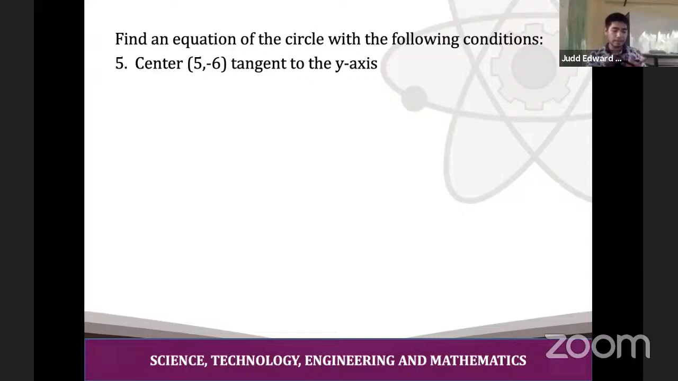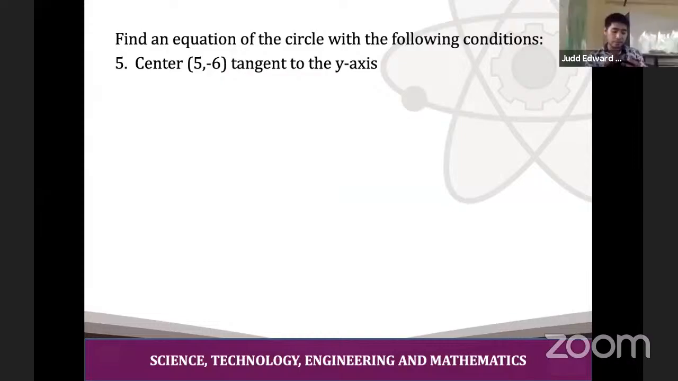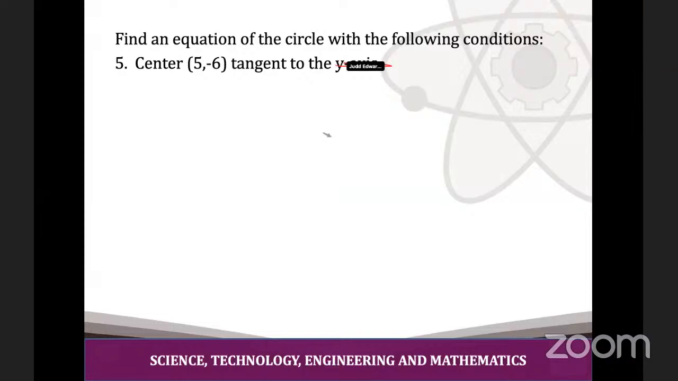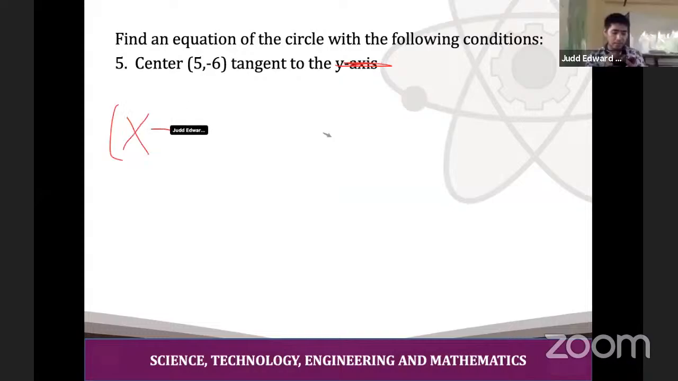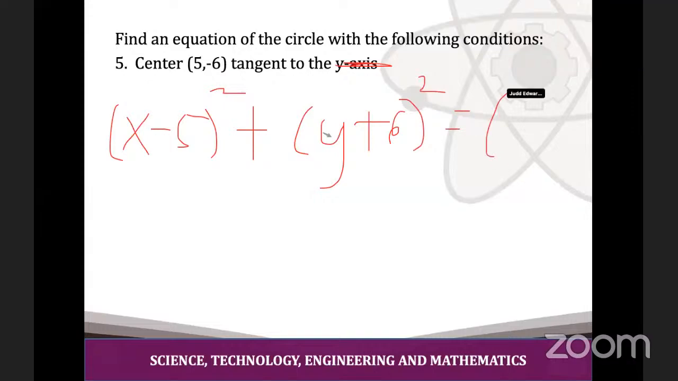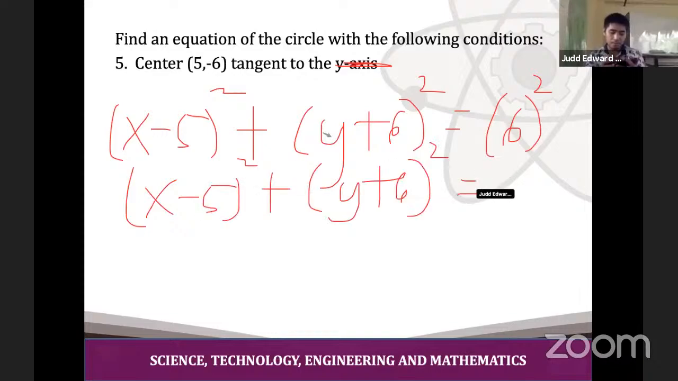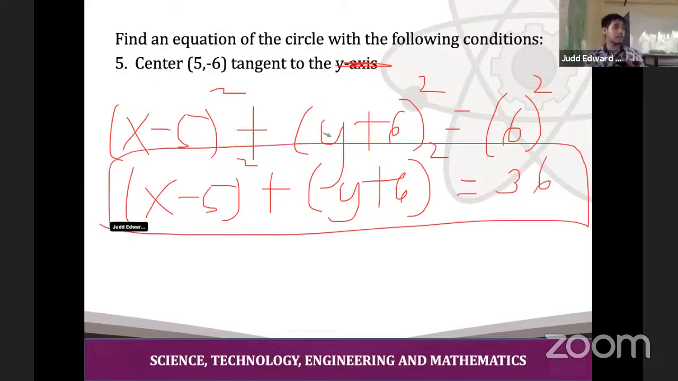Kung ganyan yung problem natin, sabi natin kanina, kapag daw tangent sa y, ang gagamitin yung x. Ano naman yung gagamitin natin pag sinabi na tangent to x naman siya? Yung y coordinates po. Gagamitin ko po yung y coordinates. Okay, therefore, our equation would be (x - 5)² + (y + 6)² = 36. Did you get it?